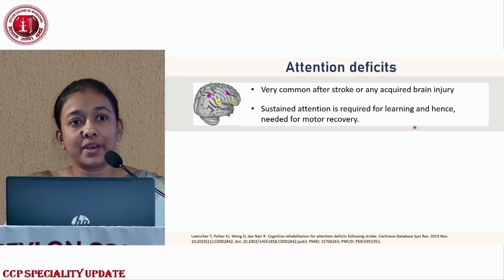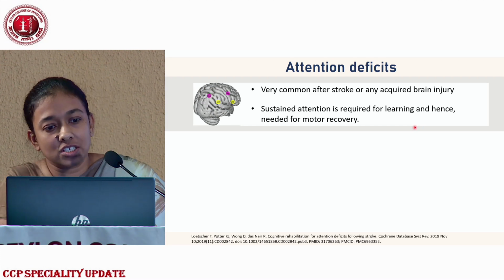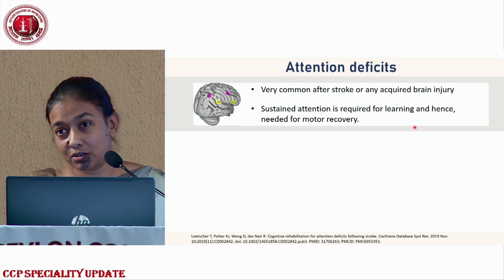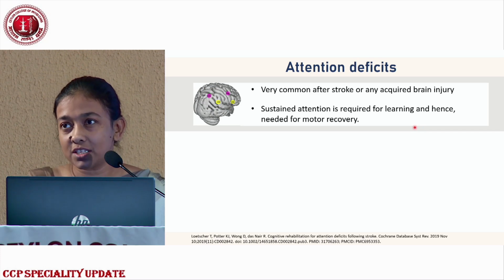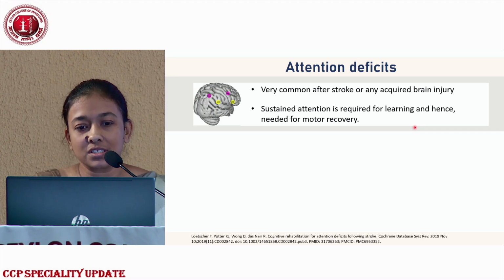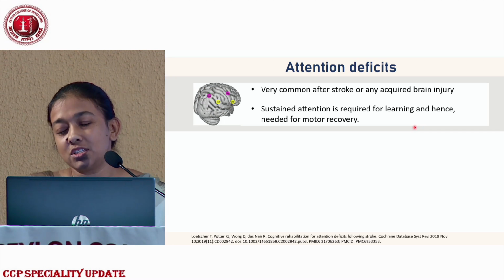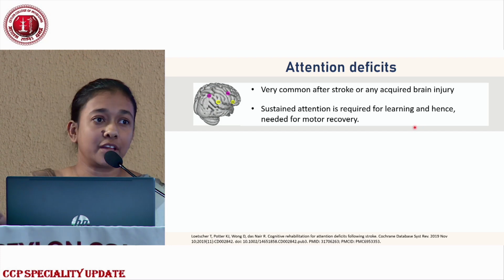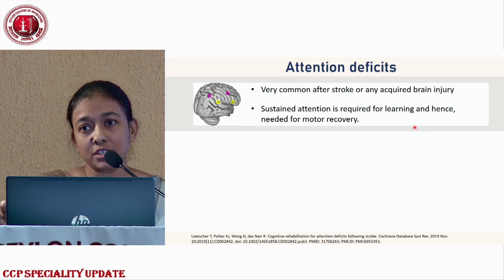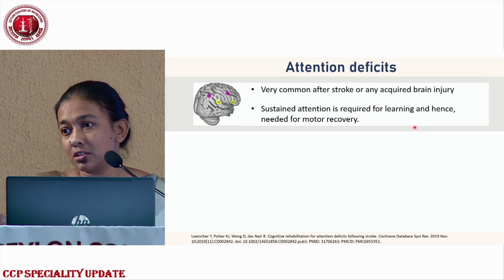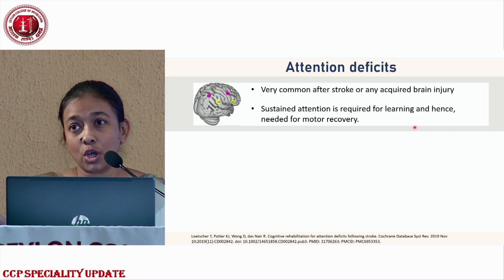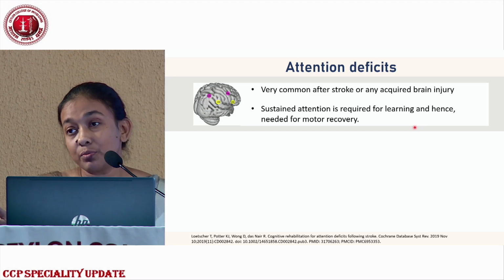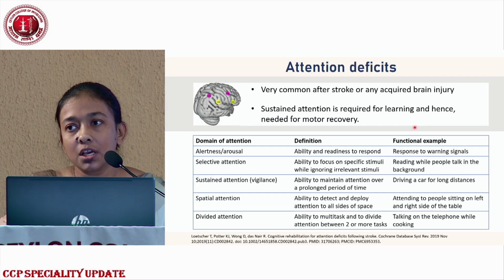Before going into the first impairment, spatial inattention or spatial neglect, let me talk about attention. We concentrate a lot on attention, particularly in brain injury patients, because it's very common after brain injury to have attentional deficits. Sustained attention is a prerequisite for learning. Without the patient's attention on what you say, the patient will not be participating in your therapy program. So attention is determining motor recovery, in other words.